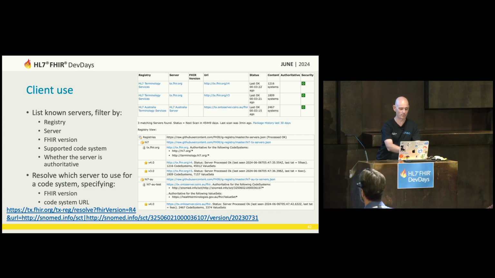So there's a request at the bottom that you can see there, which is a request to resolve based on this terminology registry. And this example is specifically for R4. And it's asking for this terminology, which is SNOMED, but specifically this version of SNOMED, which is the July 2023 version of the Australian extension of SNOMED CT, and it wants to know, where can I get that from?